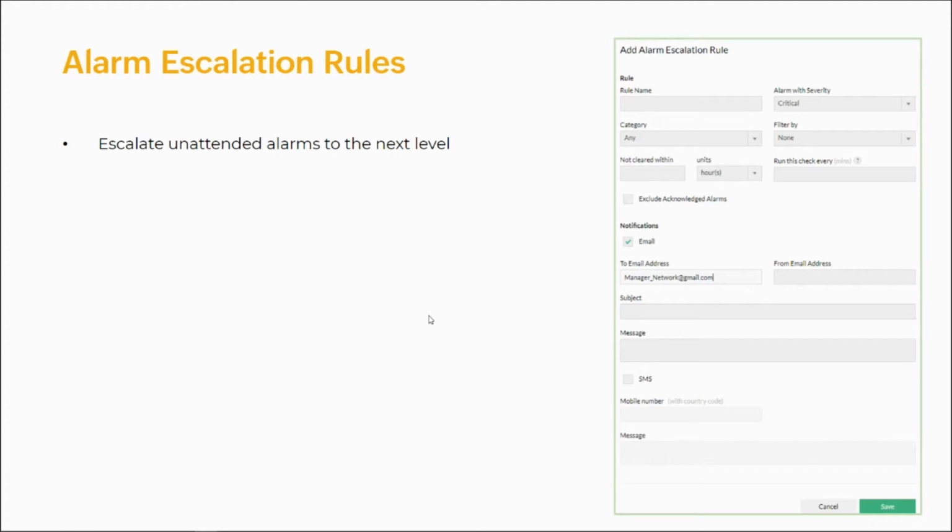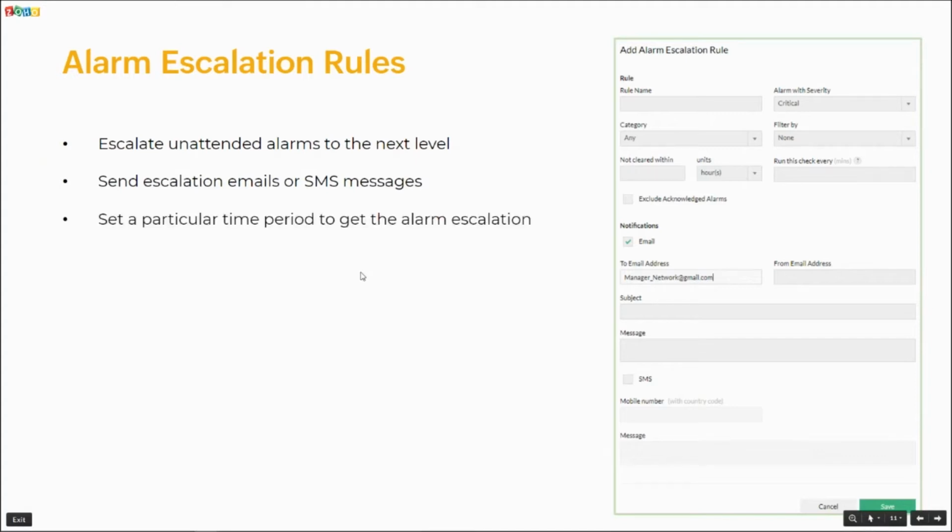So the alarm escalation is going to help you keep a check on these critical metrics and send another email or a notification to a higher authority so that they can take the necessary actions to avoid any business critical downtimes in your environment. So you can escalate any alarms to the next level if it's not attended within a specific timeline. You can send these notifications as an email or an SMS to your manager or your lead based on the respective higher organization or the hierarchy in your environment.